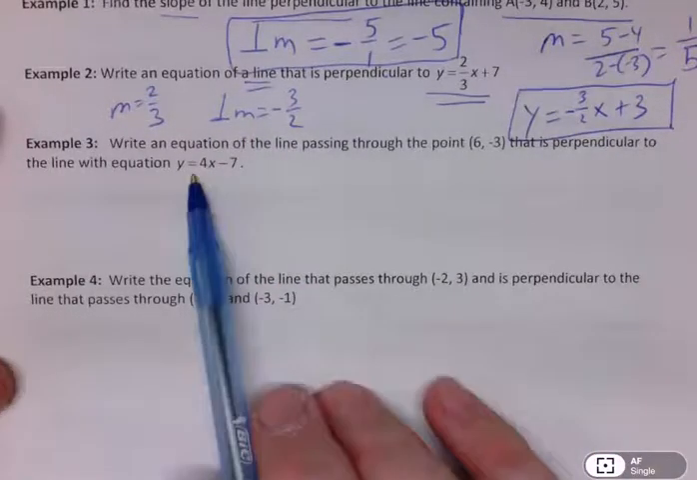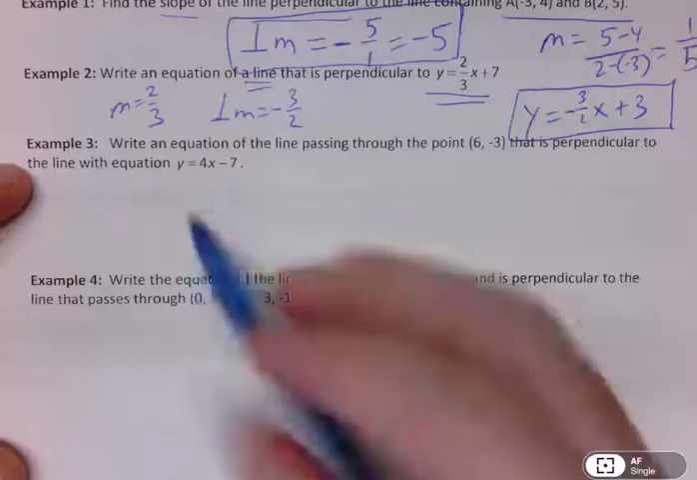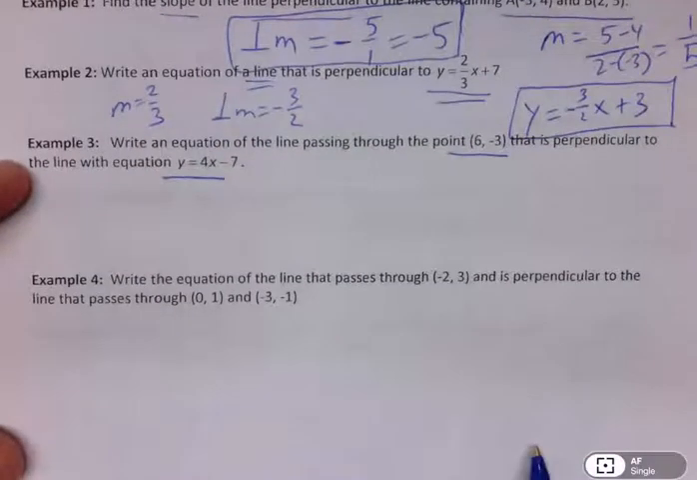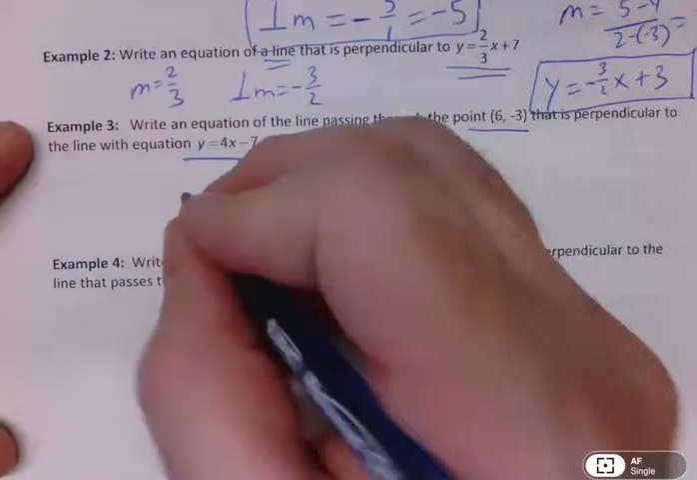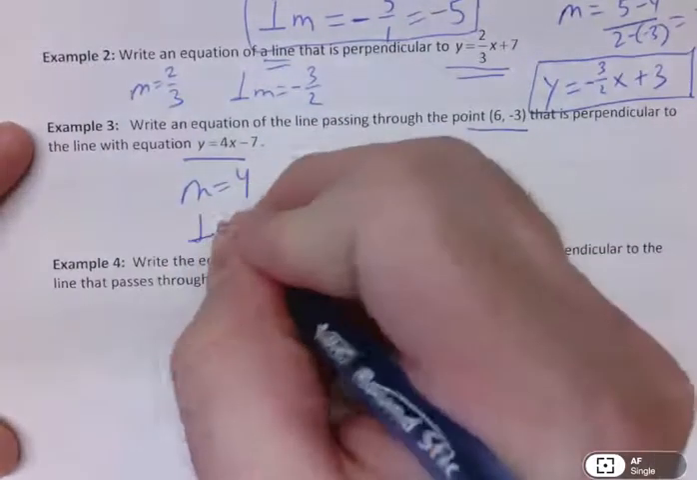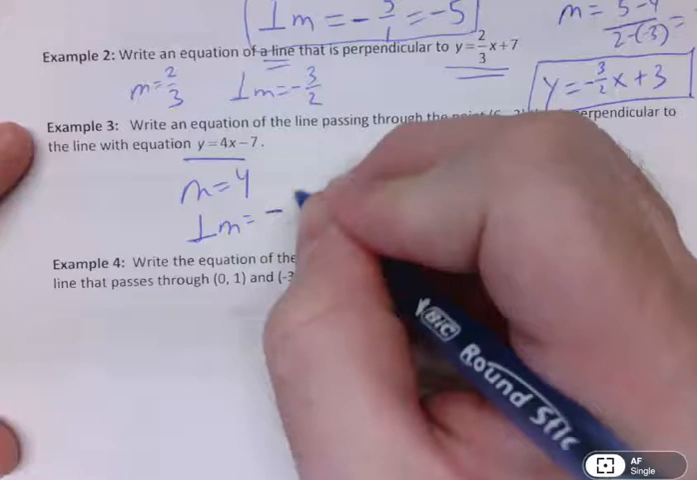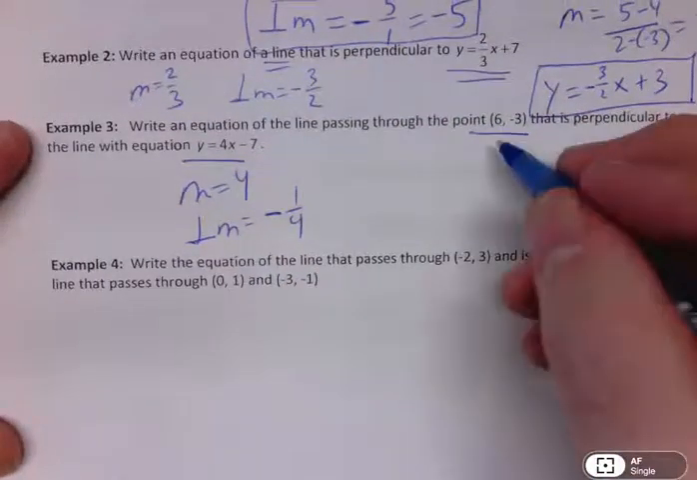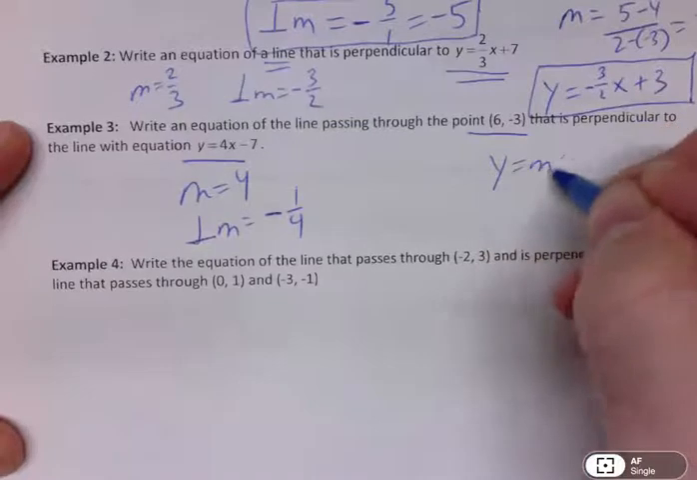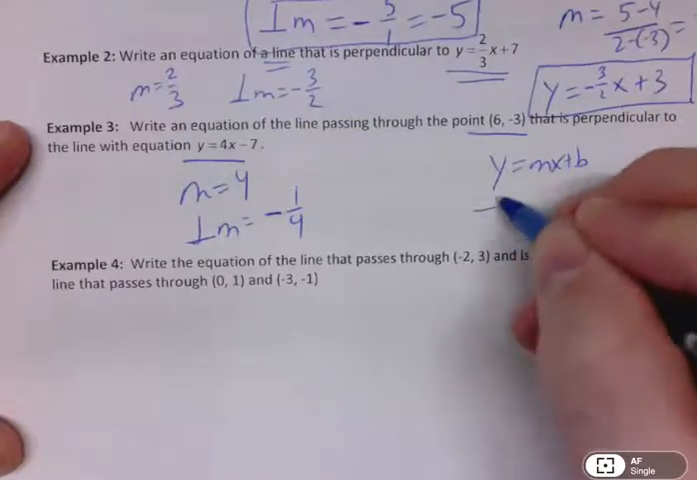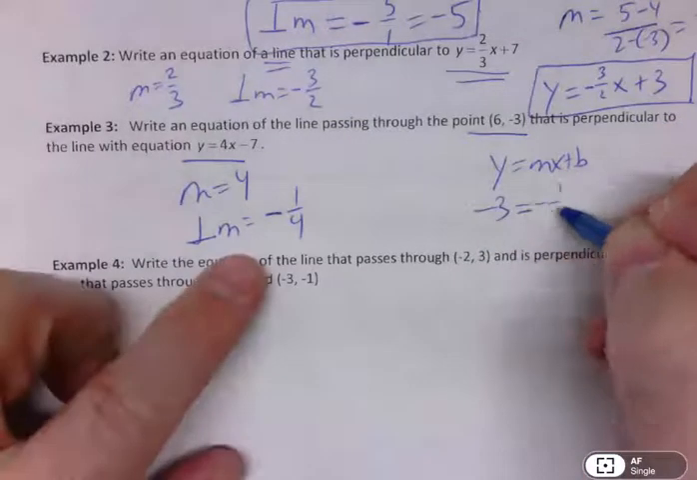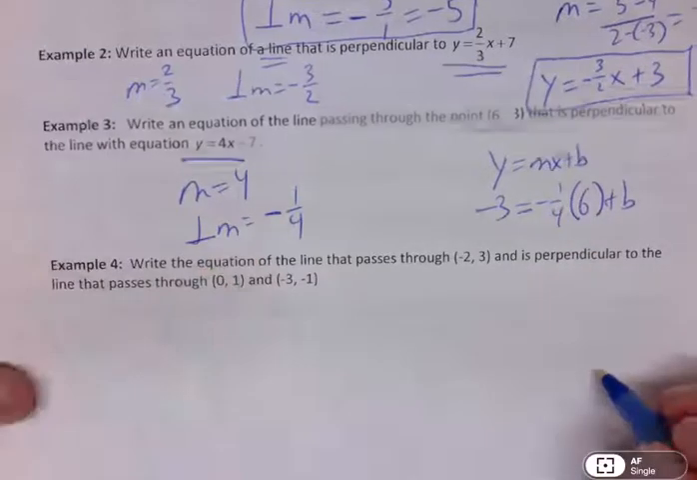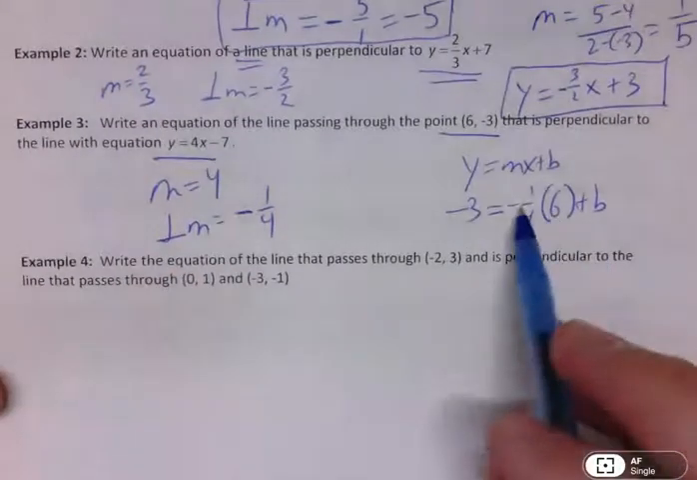All right, and then this third one, you have to do a little more work because it's got to be perpendicular and it has to pass through that specific point. So again, you start the same way every time. Find the slope. The slope is 4. So the perpendicular slope is going to be -1 over 4. It's opposite and reciprocal. So here's my point, x and y. If I use y equals mx plus b, I'm going to get -3 equals -1/4 times x, which is 6, plus b.